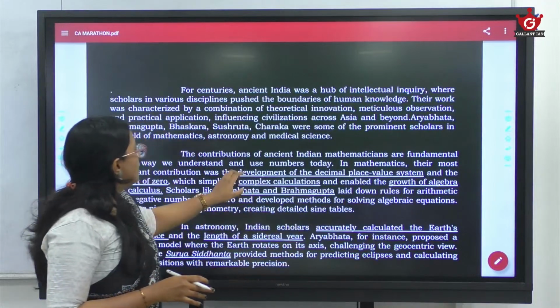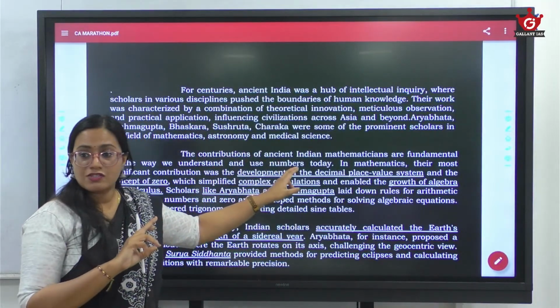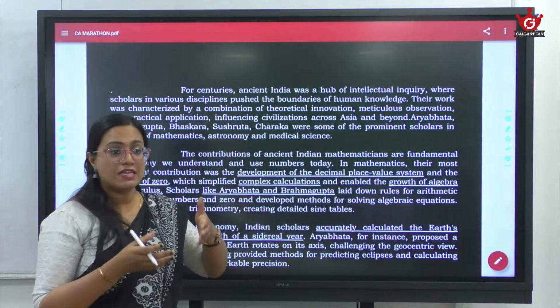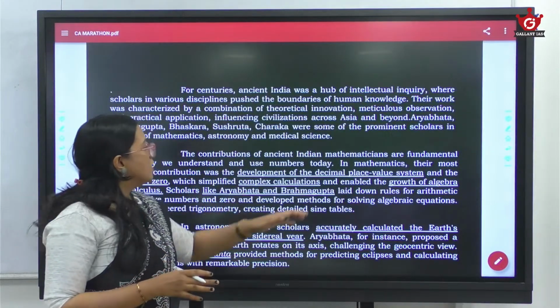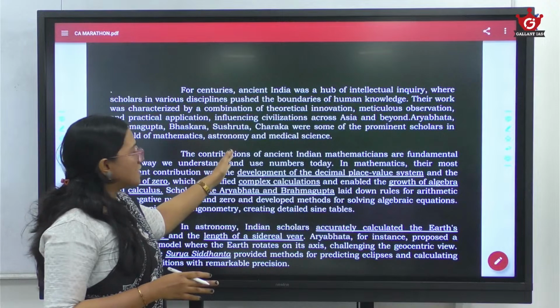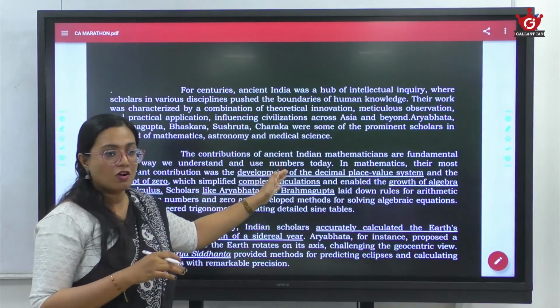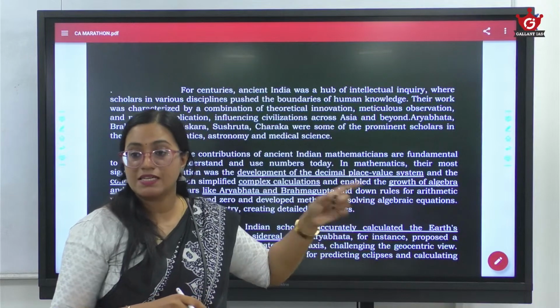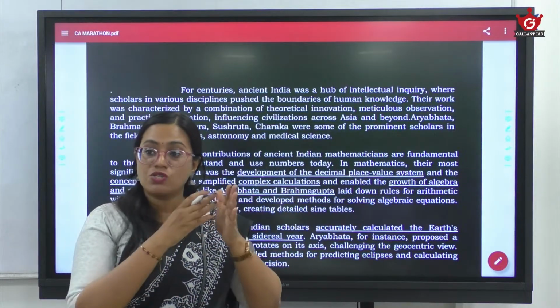written. Okay. So in the introduction, I have mentioned the leaders, the scholars who are actually related to this field. Aryabhatta, Brahmagupta, Bhaskara and Sushruta, Charaka. These are the famous scholars who are related to the fields of mathematics, astronomy and medical sciences. The question is basically related to these three fields.